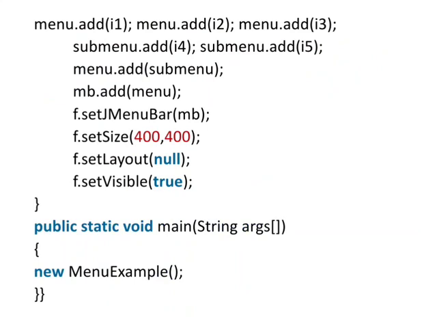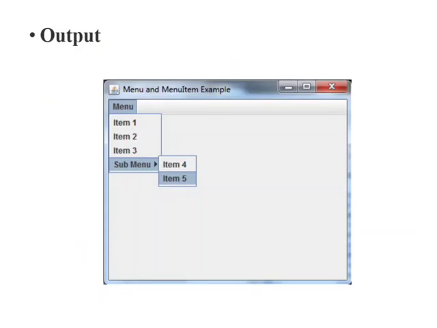public static void main(String args[]) new MenuExample() complete. This is the example for menu bar. Then the output is this window; this frame represents the output for a menu bar. That is the frame with the name Menu and MenuItem Example, creating a menu, and in the menu Item 1, Item 2, Item 3 and a submenu including Item 4 and Item 5. We can select any one item of this. This is creating the menu or menu item by using this program for menu bar.